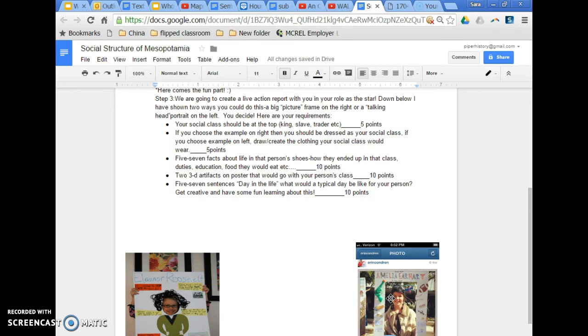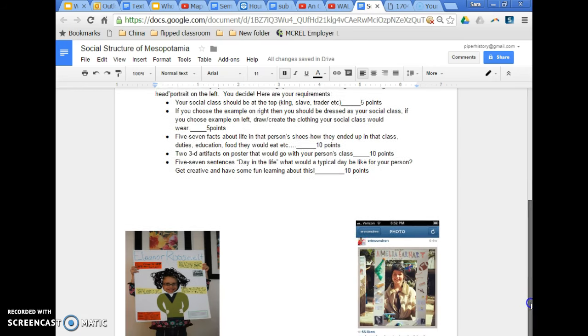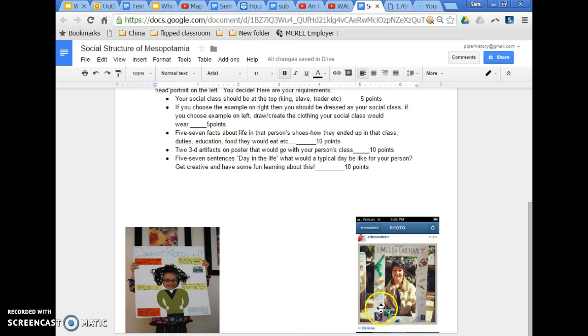Two 3D artifacts on the poster. What I mean by that is, you can see over here with Miss Amelia Earhart, she's got an actual toy plane. She looks like she has a toy water gun or water pistol, something, so there's got to be some relation as to why that's on there. So we would have to get creative and think outside the box, but I can help you with that. Parents can help you with that.